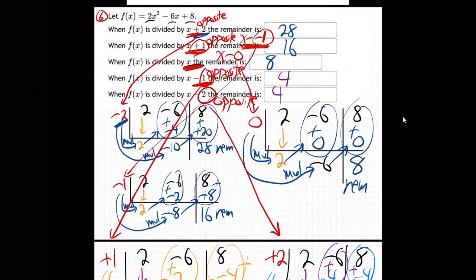So, interesting observation here. These are the same answers we would get if we just plugged into the function, by the way. If you just plug into the function, you're going to get the same exact thing. Like on the plus 2, if I just plugged in negative 2 for x, you would get 28. It's the same thing. So just a side observation.